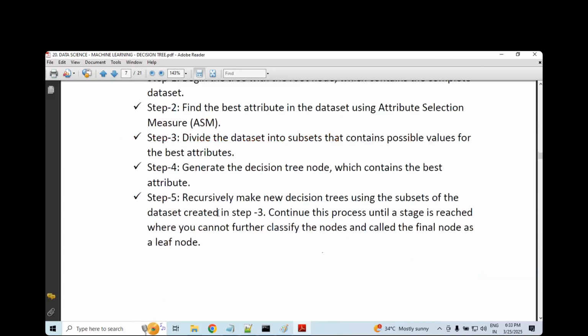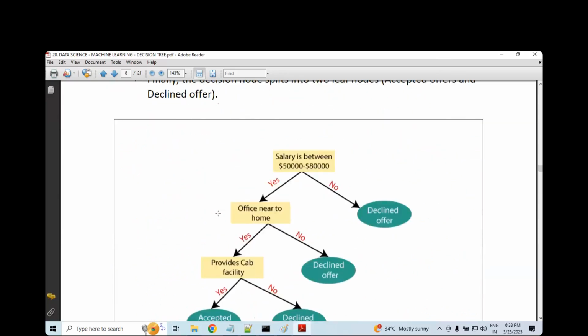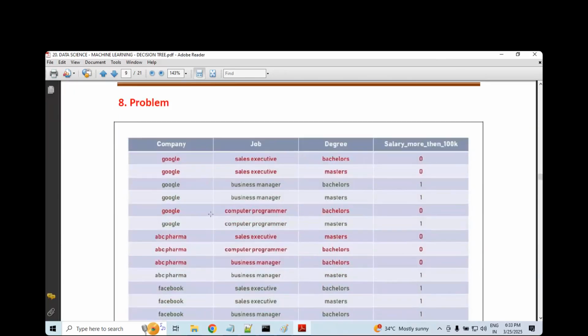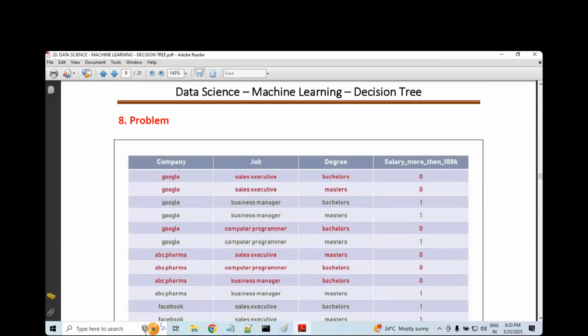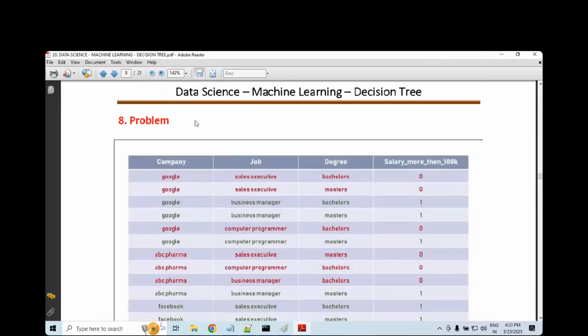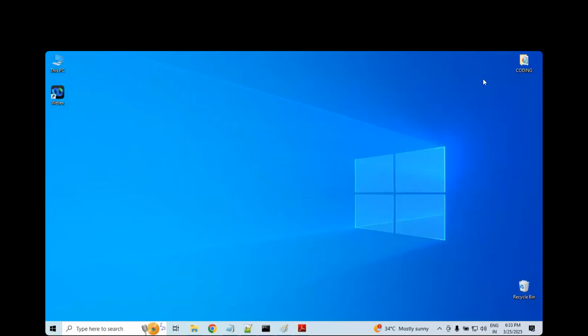This theory I will cover. Example. First I will not explain this data set. First I will explain about the real-time company, how it works actually. This data set you can then understand very easily. Please understand this.